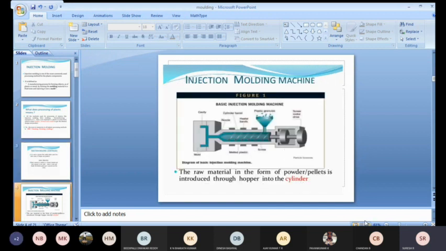So this is the schematic diagram. You can check it out. There are automatic injection molding machines also, and manual injection molding machines as well. Depending upon the need, we can select any type of injection molding.